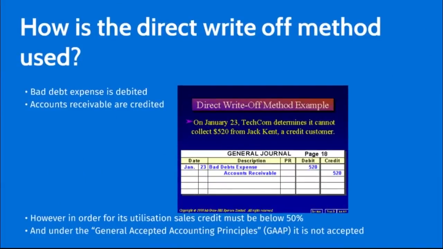This can be shown through the direct write-off method example, where $520 that is deemed uncollectible is debited under the bad debts expense and credited under accounts receivable. For this to work, sales on credit must be below 50%, and this method is not accepted under the generally accepted accounting principles.